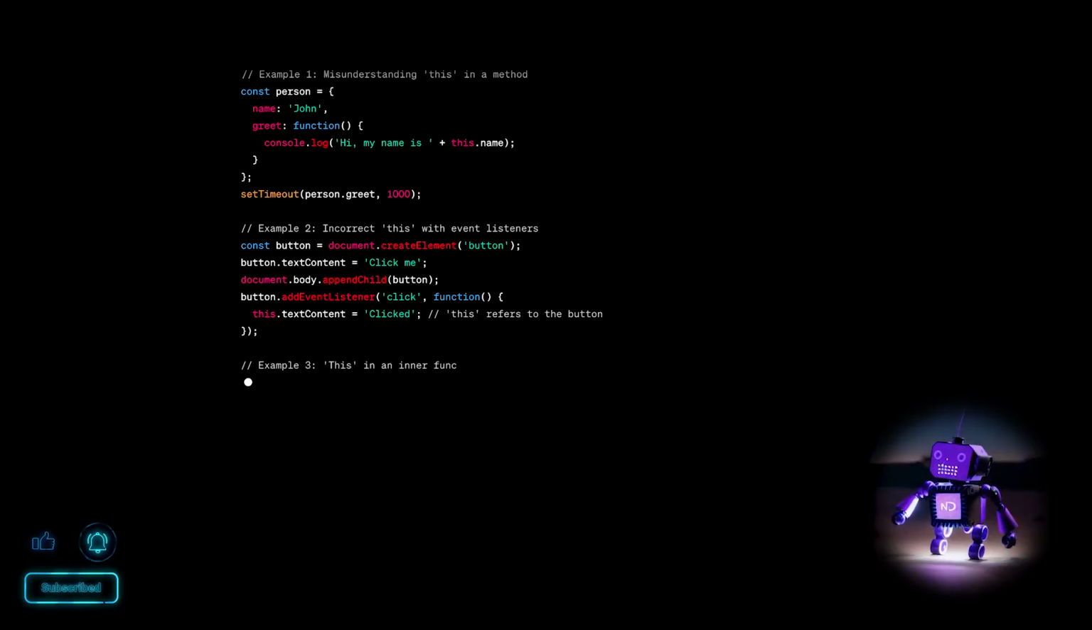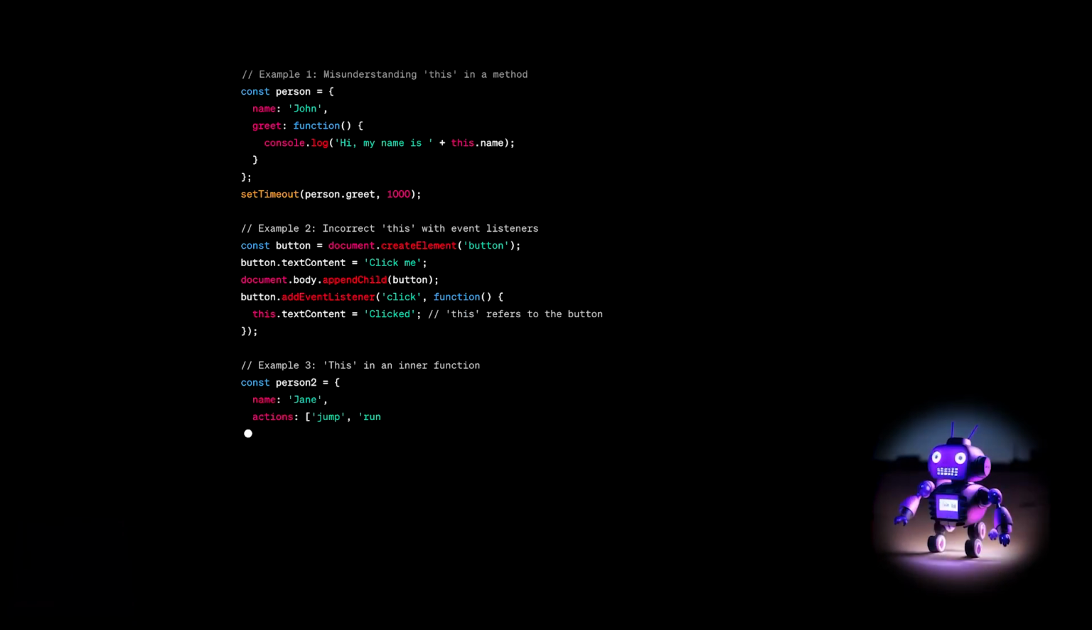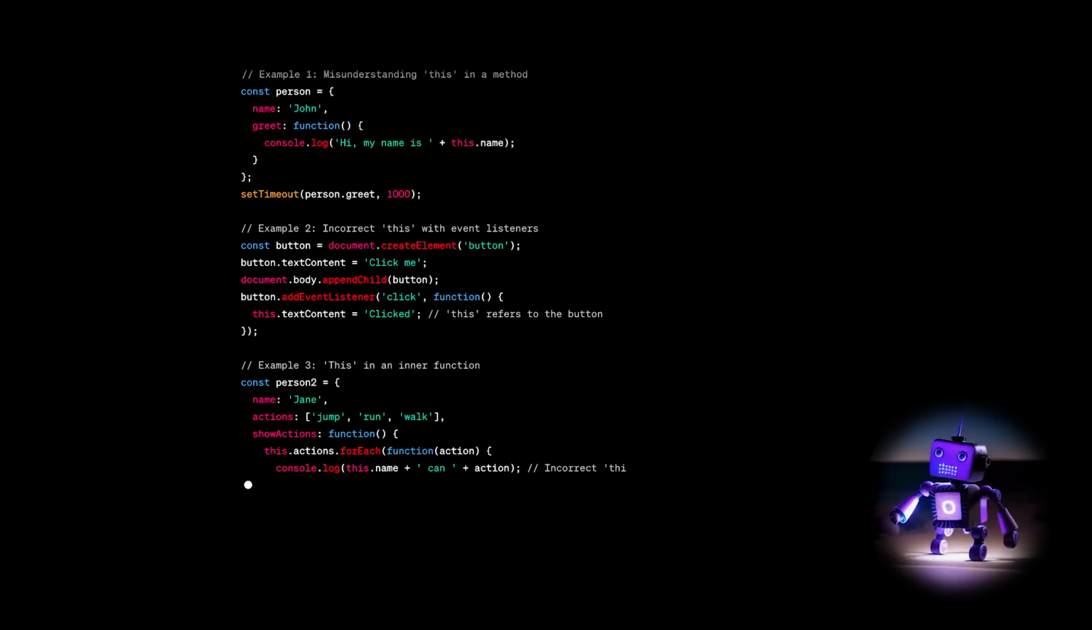Moving to example 3, we encounter a common mistake within a forEach loop. Here, the function inside forEach has its own context, so this does not refer to the person object. This results in this.name being undefined within the logging statement.